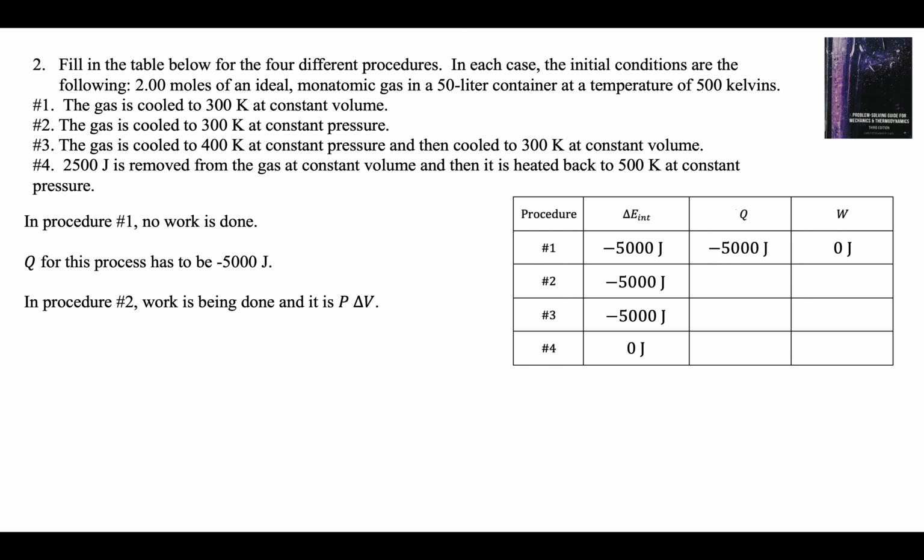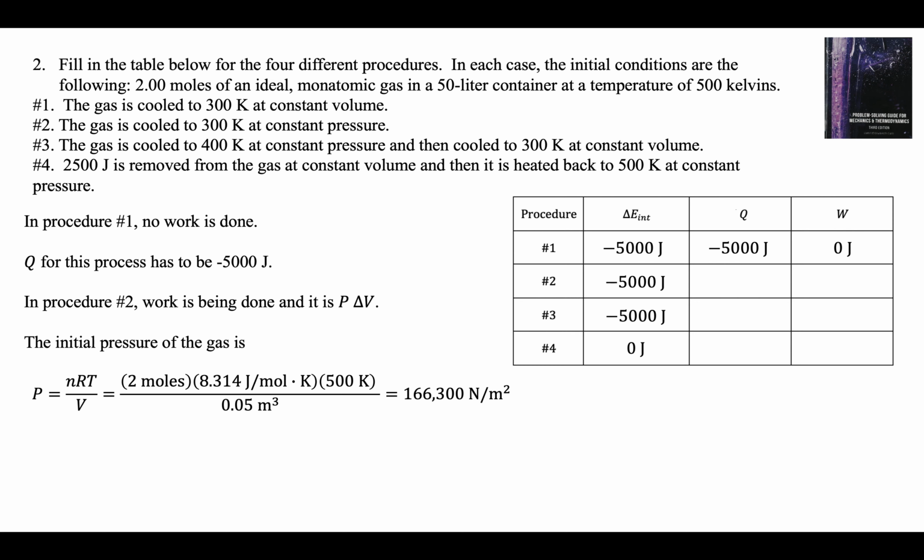In procedure number 2, work is being done on the gas. It's P delta V. The initial pressure of the gas, we can use PV equals nRT. So 2 moles, there's the gas constant, the temperature is 500, and the volume is 50 liters. Convert that to cubic meters, and we get... nothing's happening here. We're just calculating the pressure of the first state, the initial state. It's the same for everybody. Everybody starts in the same state. So that's the initial pressure for all 4 procedures.